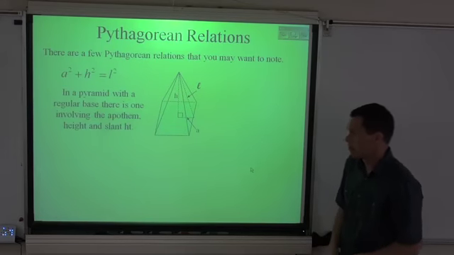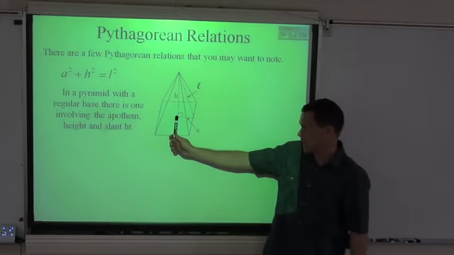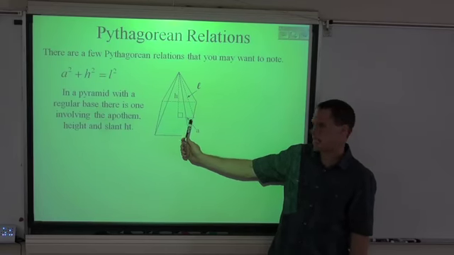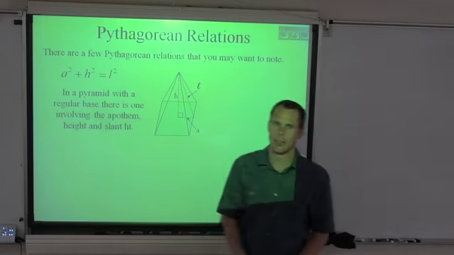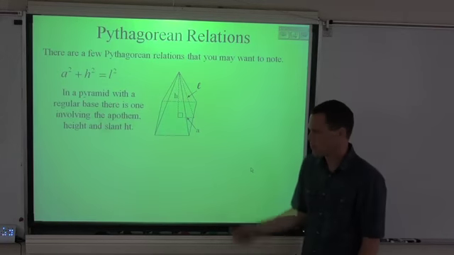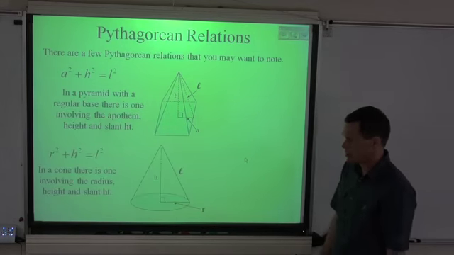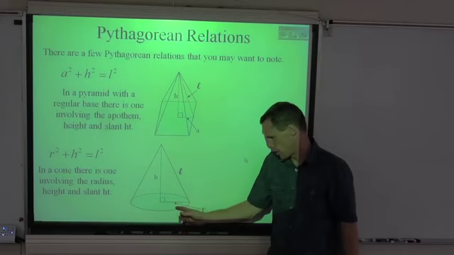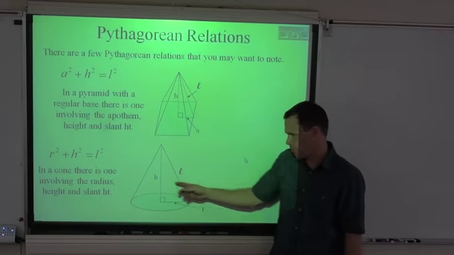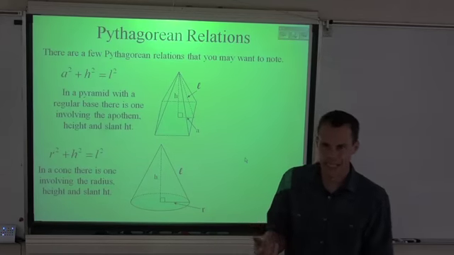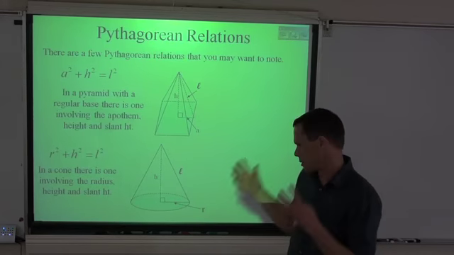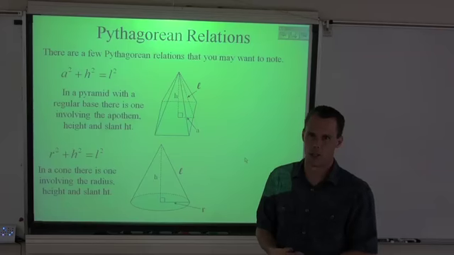In a pyramid, from center to the center of the side is the apothem. Apothem squared plus height squared equals slant height squared. We have seen this before. In a cone, the apothem has been changed into the radius. Radius squared plus height squared equals slant height squared. If we ever need to use these, we want to be able to identify those right triangles and use the Pythagorean theorem.